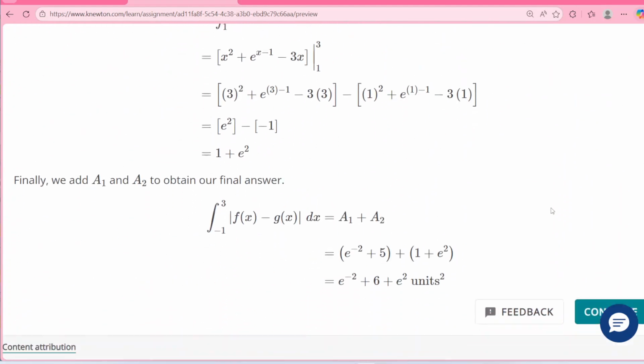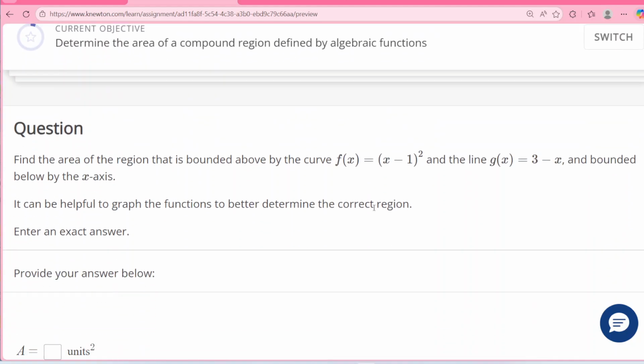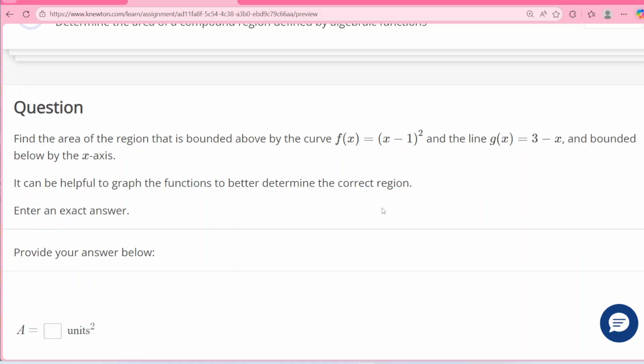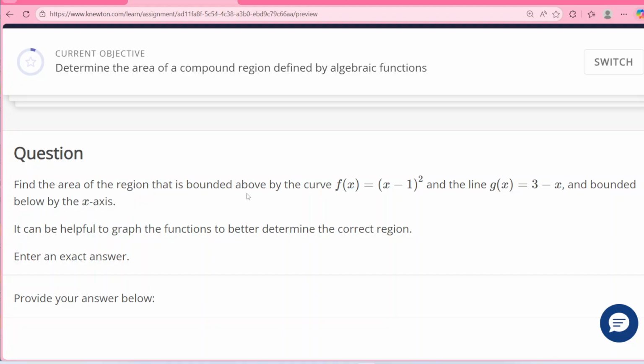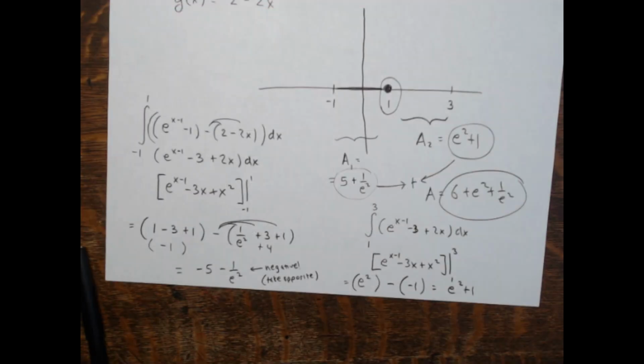Okay. All right, so here's another one where it says that's bounded above. So this curve's got to be on top, and the line 3 minus x, and bounded below by the x-axis, right? So yeah, I gotta draw this one. This one's a little trickier. There's three curves they mentioned there. They have F, they have G, and they mention the x-axis also is going to be part of this.